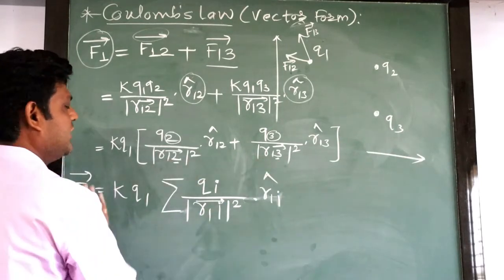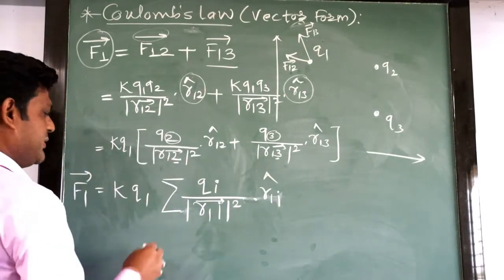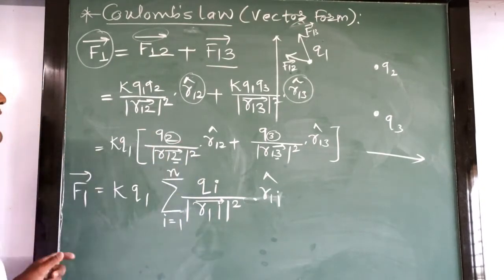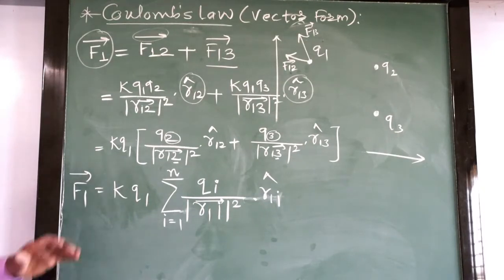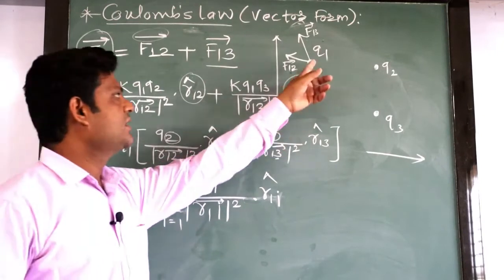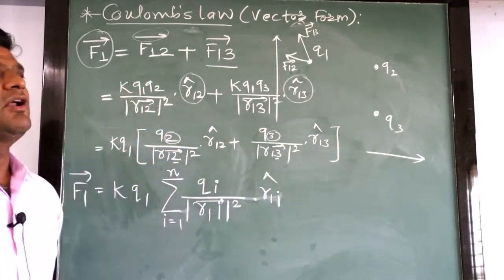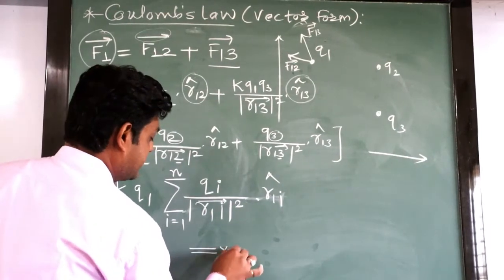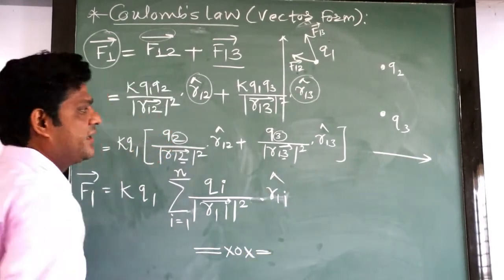This statement is known as the superposition principle. i is varying from 1 to n. We can write like this. So this is Coulomb's law in vector form for n particles. This is for n particles, 1, 2, 3 and any number of charge particles, right. So here the topic ends. Now we are moving ahead.